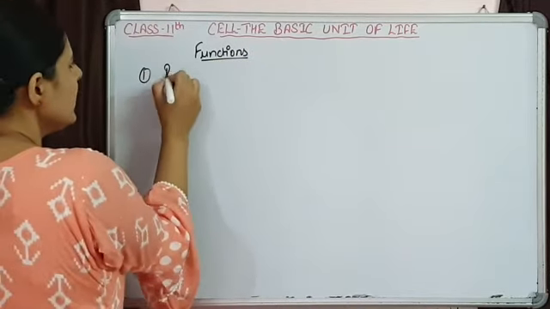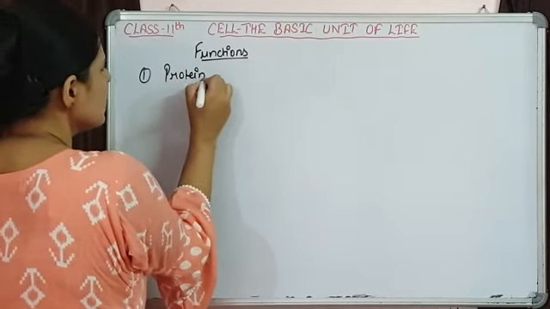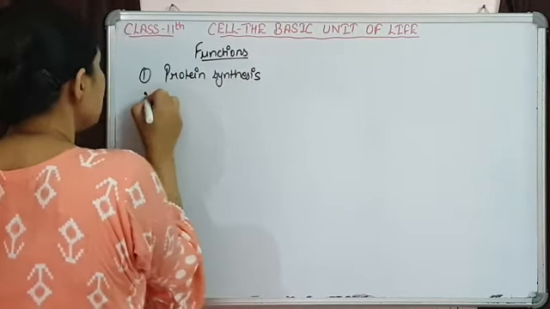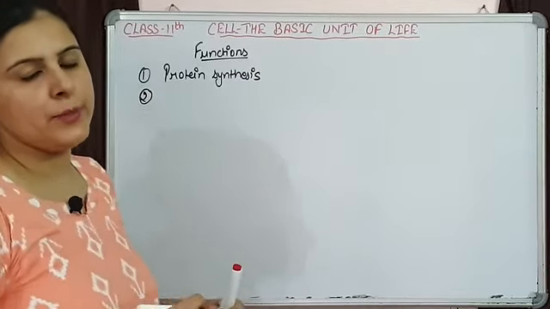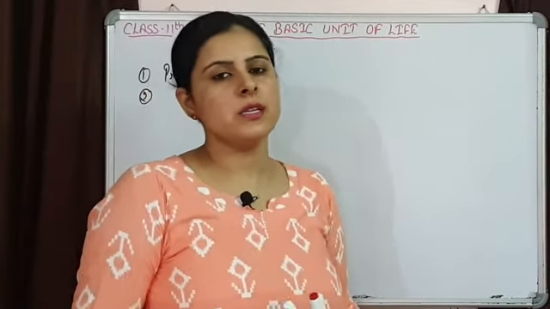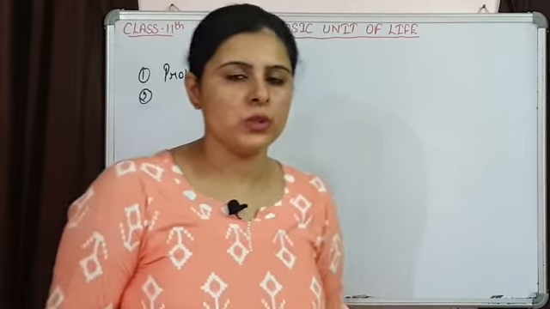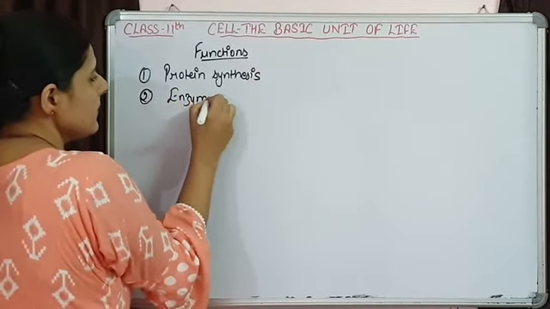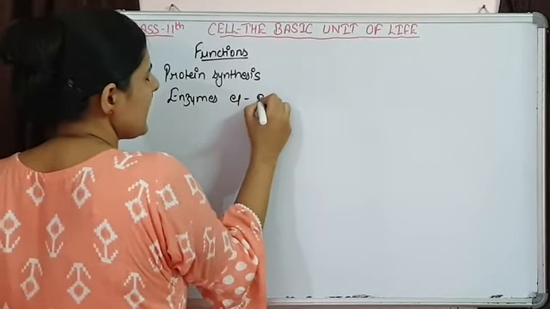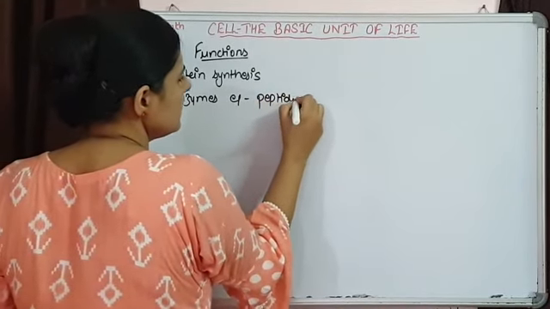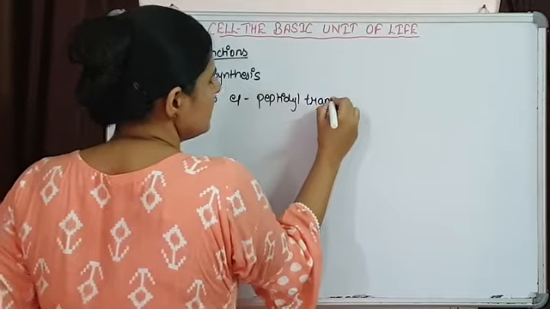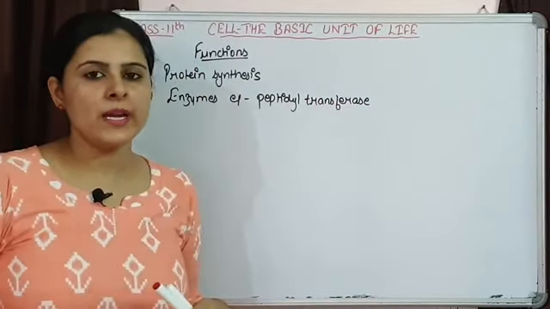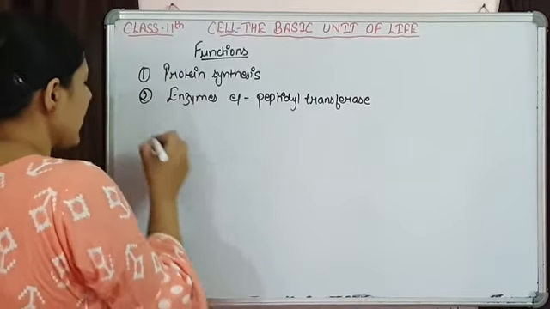Like they are involved in protein synthesis, that's why they are known as protein factory. ये protein synthesis में involved होते हैं, इसलिए हम इनको protein factories बोलते हैं. They are responsible for formation of various enzymes. Like a simple example is peptidyl transferase. So lots of enzymes are being formed by these ribosomes.